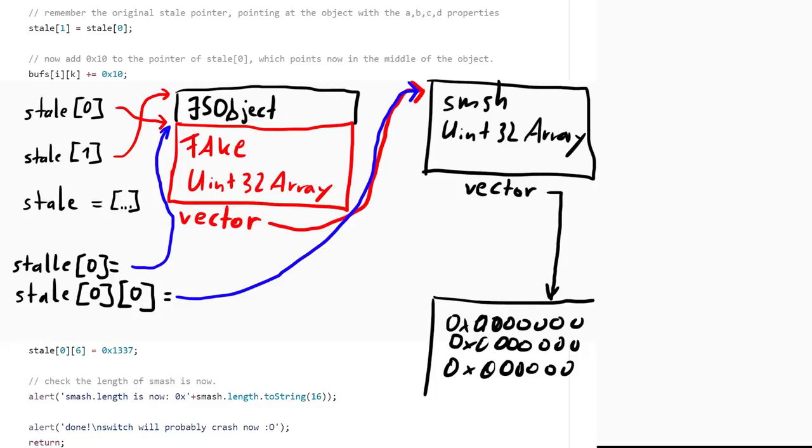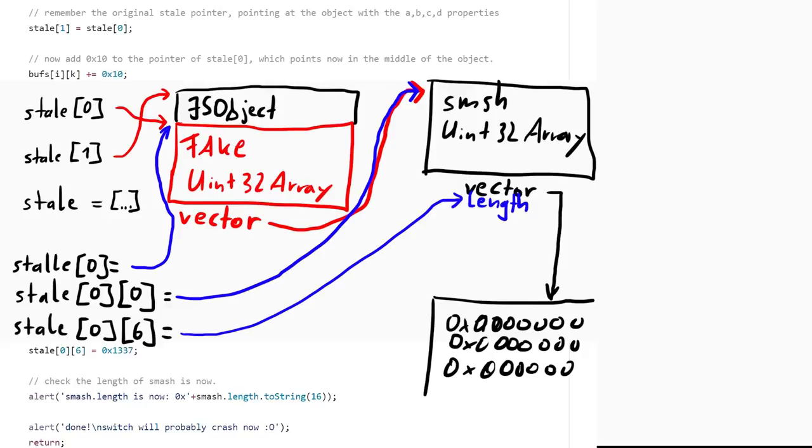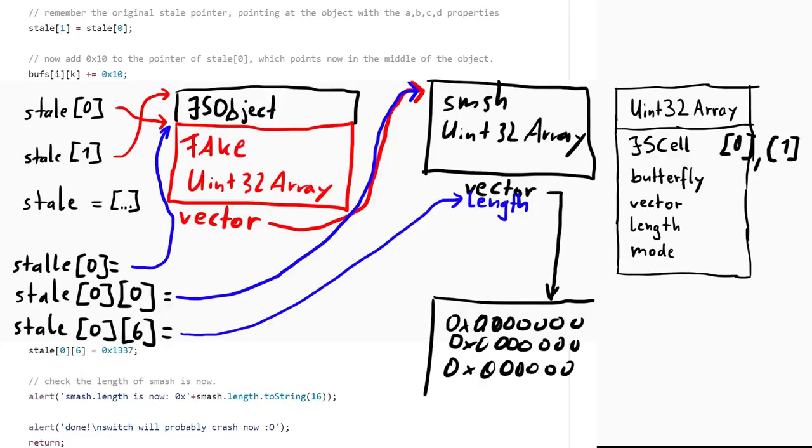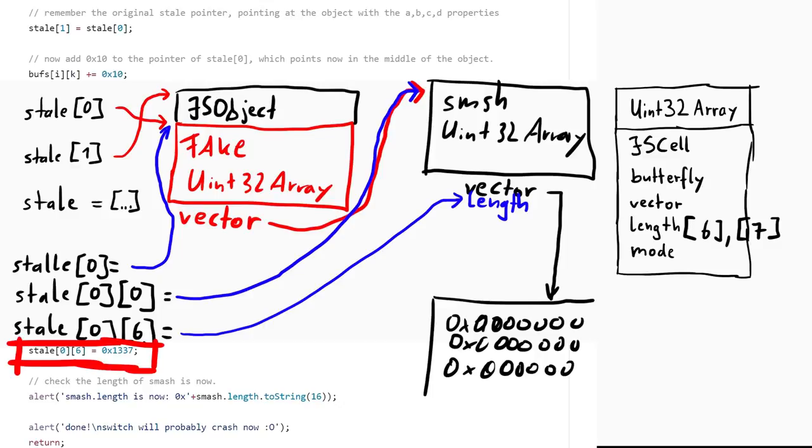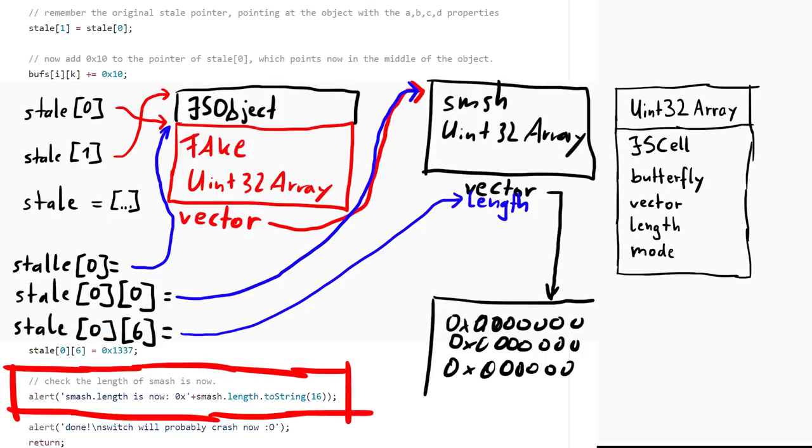So when we access the elements of that array, we obviously access the 32-bit values of the smash.js object structure. And as you know, the object contains 64-bit values. And the sixth 64-bit value is the length of the smash array. So stale 0 of 0 and 1 would be the first 64-bit, 2 and 3 would be the second 64-bit, 4 and 5 would be the third 64-bit, and 6 and 7 would be the fourth 64-bit. So with stale 0, 6, we can overwrite the length of the smash array. And we can now check the length of the smash array.